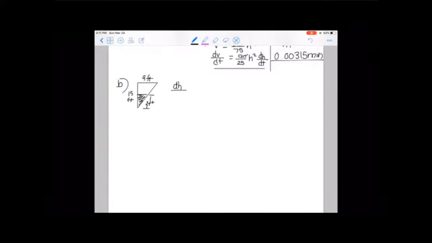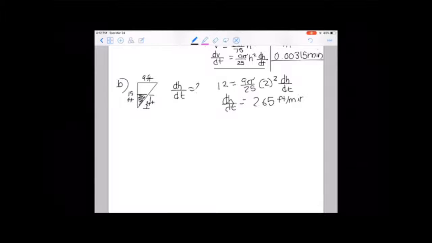Now, since we already found the derivative of volume equation and computed it for the 15 feet of height, we can do the same thing with 2 feet, since we're both finding dH over dt. So let's use the equation where 12 equals 9 pi over 25 times 2 squared times dH over dt. And after a little bit of algebra, we find that dH over dt equals 2.65 feet per minute, which is the rate of the increasing height.